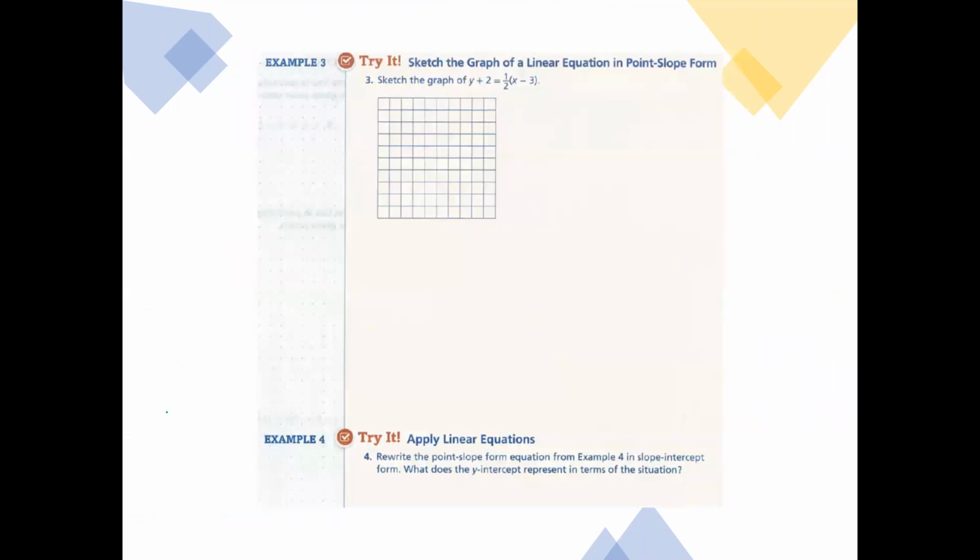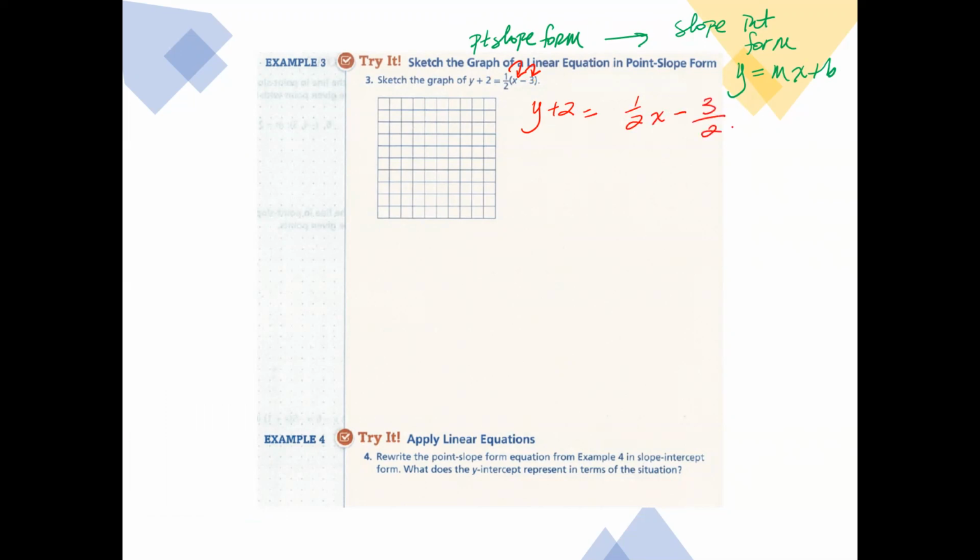Example 3. It says sketch the graph of that right there. In order to sketch this, this is in point slope form, and I need to convert it into slope intercept form, which is y equals mx plus b. So first thing I'm going to do is take the 1/2 and distribute it into the parentheses. So you have y plus 2 is equal to 1/2 x minus 3 times 1/2, which is 3 over 2.